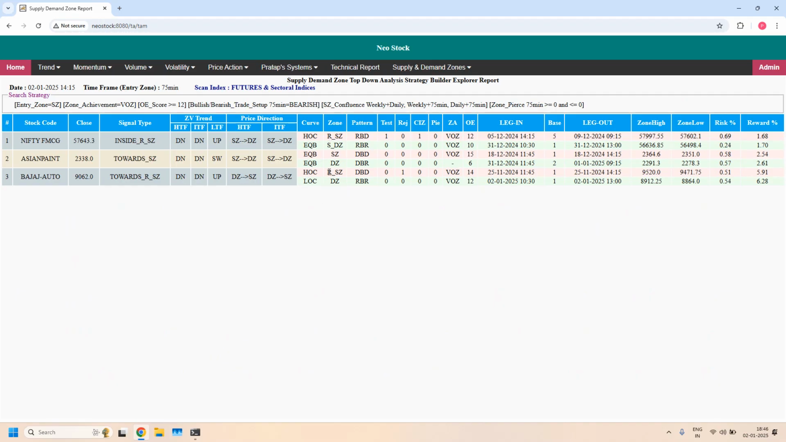Out of these 3, few are having high liquidity supply zones. They are high probability supported zones, but we can also further filter based on the EMA confluence, because these are already having LTF, ITF, HTF supply zone confluence. That is 75 minutes, daily and weekly.